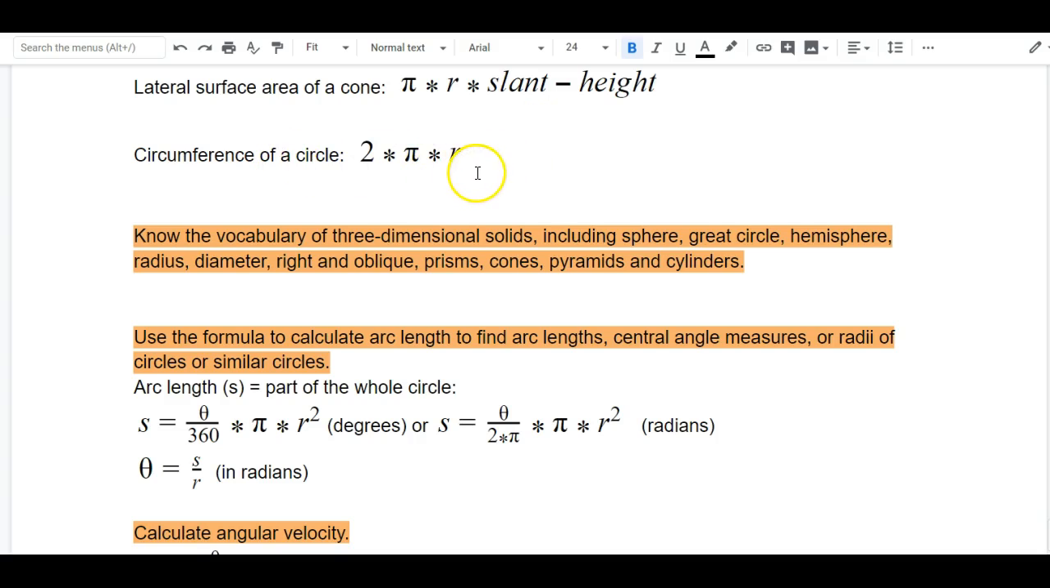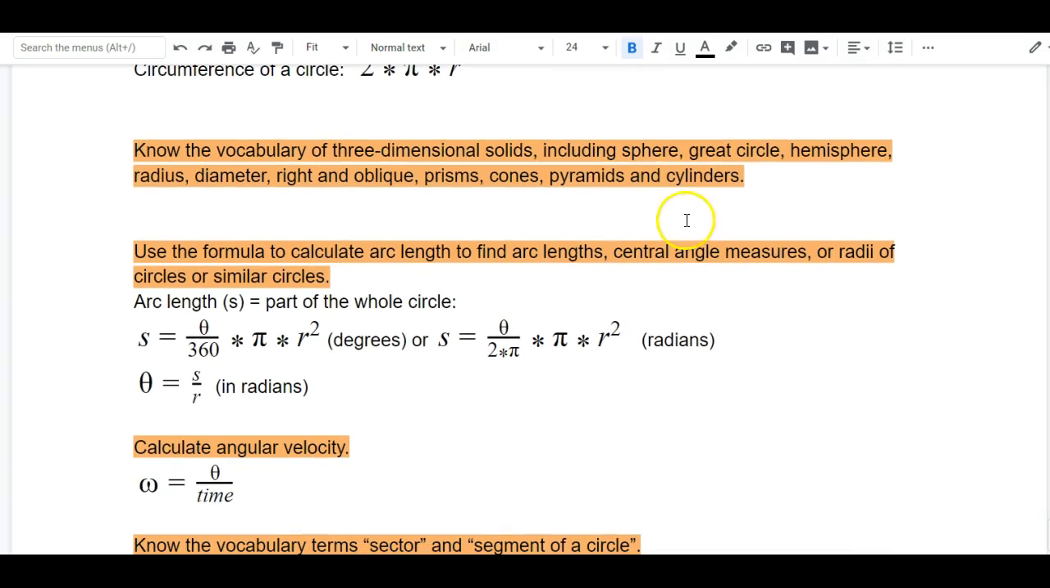The circumference of a circle is, don't forget, 2 pi r. And that will come into play whenever you're calculating the lateral surface area of a cylinder, because you unfold it, you get a rectangle, but what's the length of the rectangle going to be? Well, it's going to be the circumference of the circular base that it goes around. So you need to know that, okay?